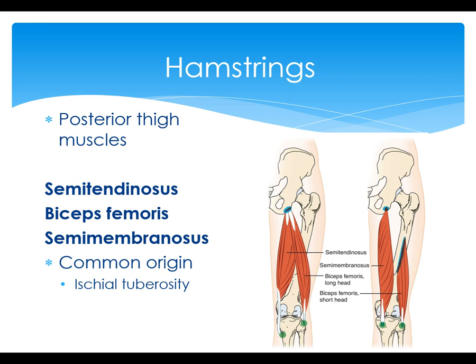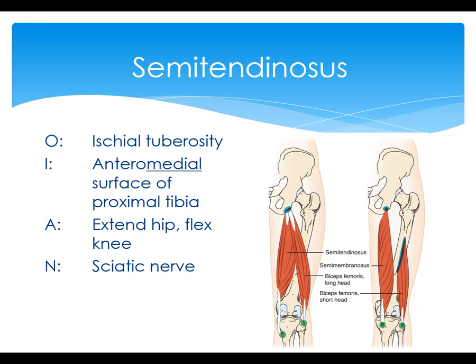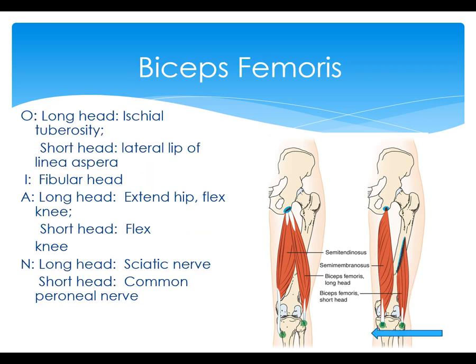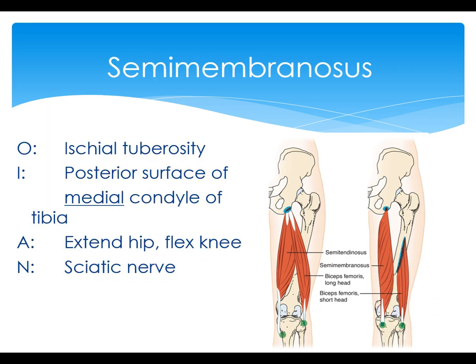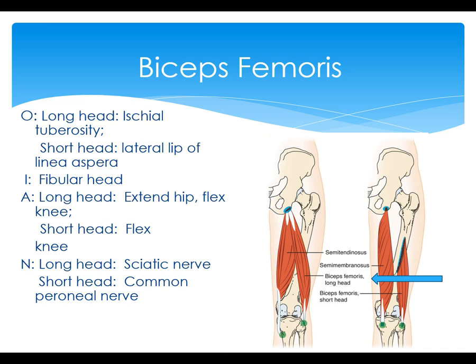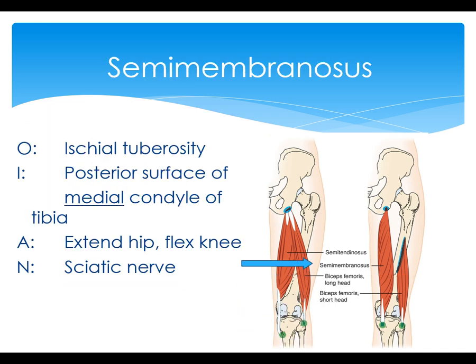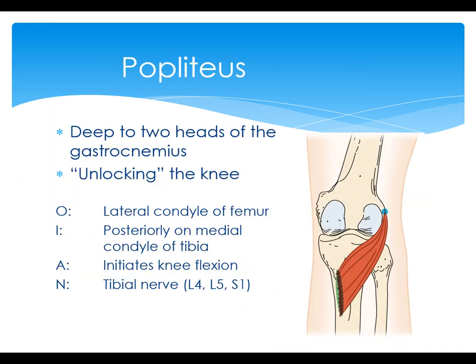All right, next muscle we're going to talk about is the popliteus muscle. It's deep to the two heads of the gastrocnemius, which we'll talk about in just a minute. And really the major function that this muscle does is what's called unlocking the knee joint. So it initiates knee flexion from extension.